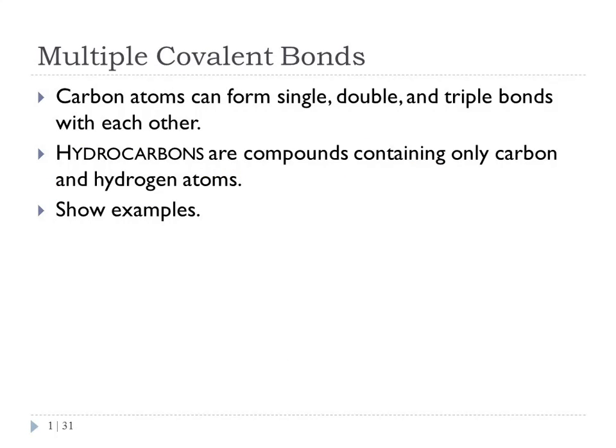Carbon atoms can form single, double, and or triple bonds with each other. And one term that we use is hydrocarbons. A hydrocarbon is a compound containing only carbon and hydrogen. And so there's the name hydro for hydrogen, carbon for carbon. So let's just draw a couple of hydrocarbons that might have double bonds. Good grief. So we could have something really simple like this.